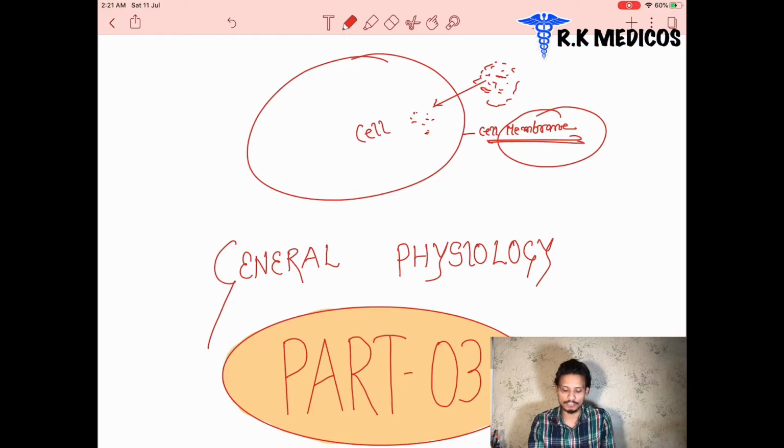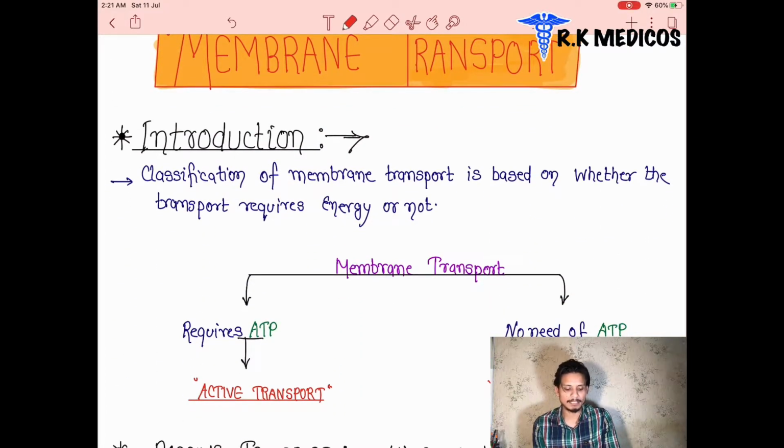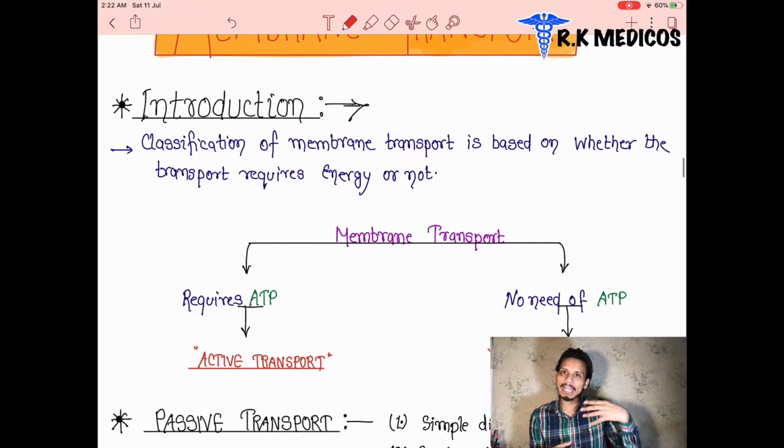What is the introductory part of this topic? We can see here the classification of membrane transport is basically based upon whether it is energy dependent or energy independent. What does it mean? Suppose this is the cell and these are the molecules. These molecules want to travel inside the cell, and they may or may not require energy. When these molecules require energy for their transport, they are called active transport. And when the molecules move inside the cells and do not require any type of energy, it is called passive transport.